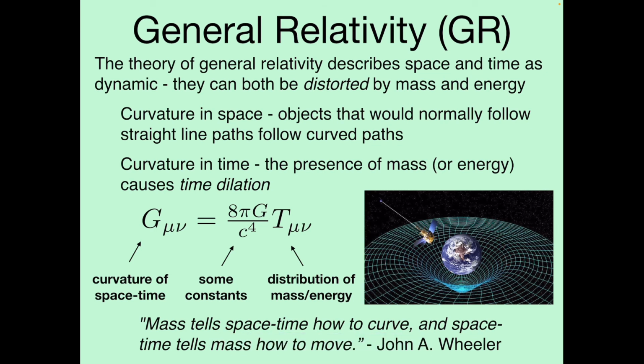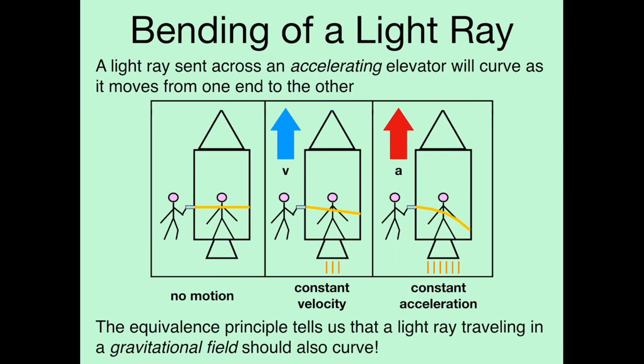That's just one example. So there's a quote that I'd like to share with you by John Archibald Wheeler, famous physicist, who really boiled general relativity down to its essence. He said that mass tells space-time how to curve, and space-time tells mass how to move. That pretty much sums it up right there. So now that we've seen the basic idea behind general relativity, I want to show you some of the most interesting consequences of that theory.